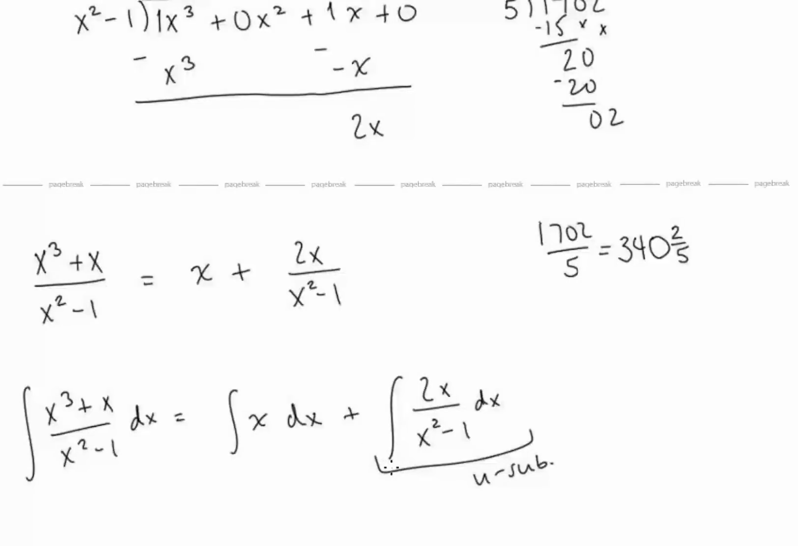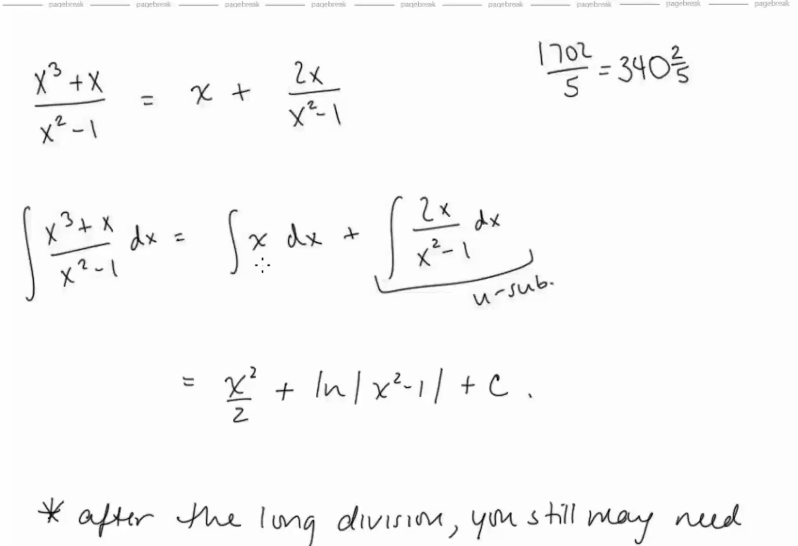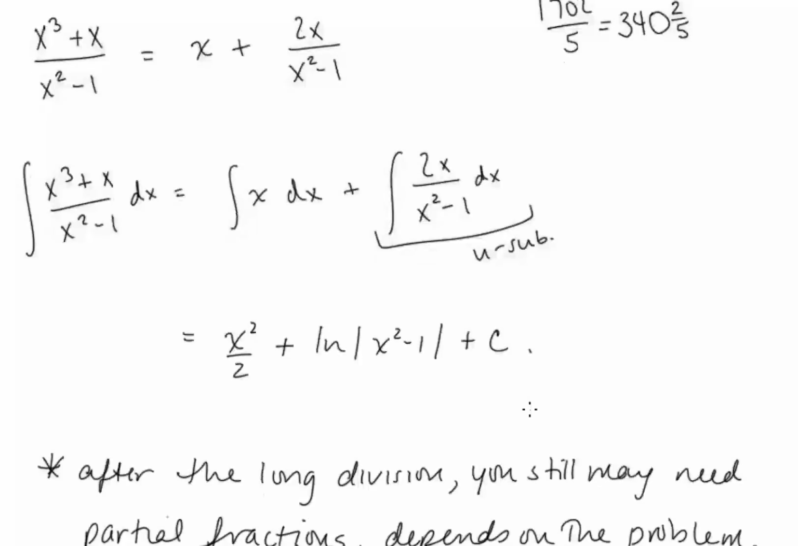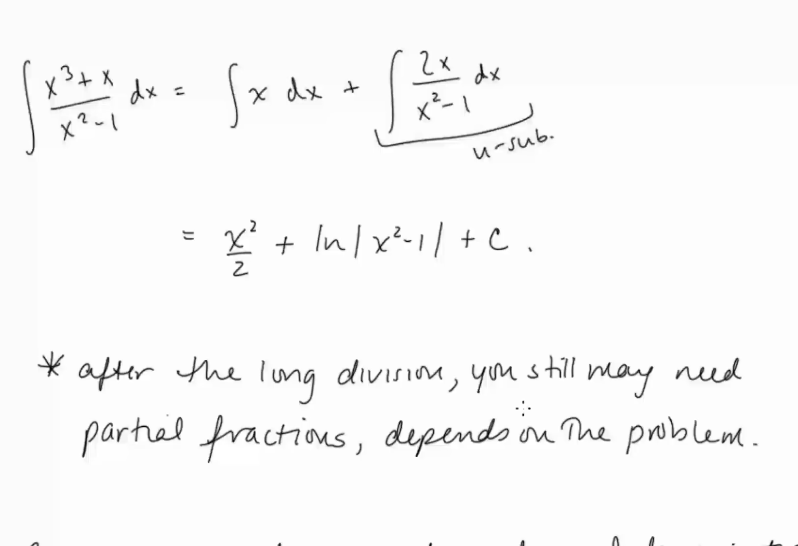And now in this case, this integral on the right can be solved by u substitution. So here we have x squared over 2 plus ln of absolute x squared minus 1 plus a constant. And just keep in mind, after you do the long division, you still may need to use partial fractions. It depends on the problem.